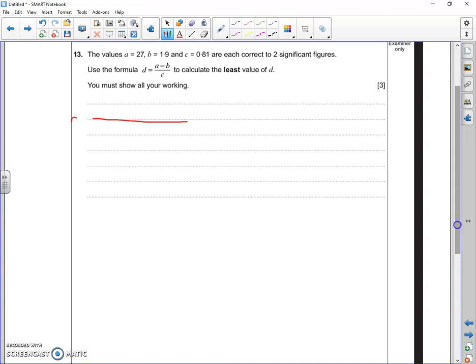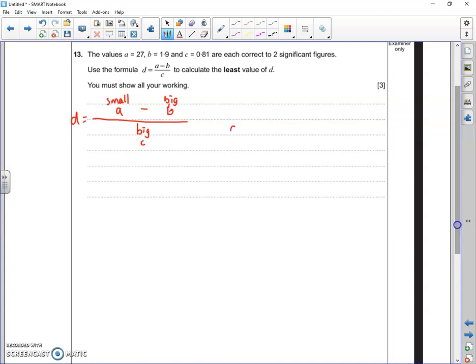So if we want D to be as small as possible, then on the top, we want the numerator overall to be as small as possible. So I need a small A, and I want to take away the biggest B that I can, because that'll give me the smallest overall answer. And when you're dividing, if you want a small answer, you need to divide by as much as you can. So we'll need to divide down here by a big version of C. And then you've just got to sort out your upper and lower bounds.